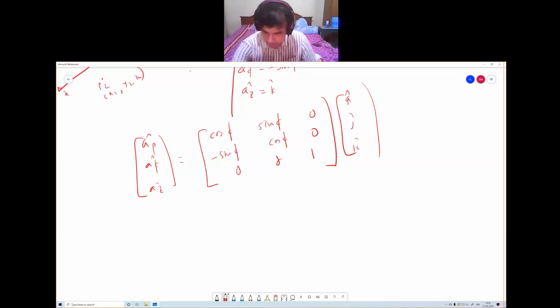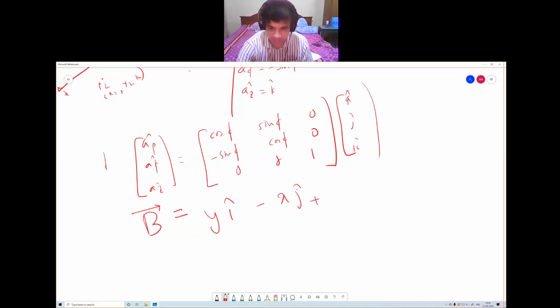I have a vector B equal to yi minus xj plus zk. Convert B into the spherical quantity.